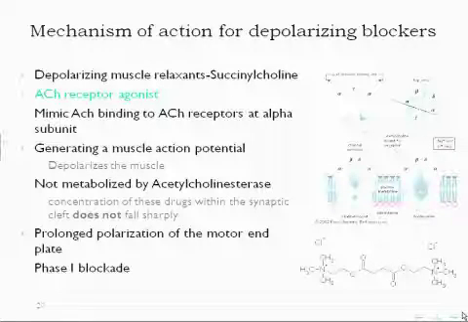Okay? They generate muscle action potential, and they're not metabolized by acetylcholinesterase. The way succinylcholine is broken down is by what's called plasma cholinesterases, also called plasma pseudocholinesterases. I don't know why they have the different names. It doesn't make sense to me, never has, never will. Okay? But they're basically the same enzyme. That enzyme is located in your bloodstream. And most people have it in very high amounts.